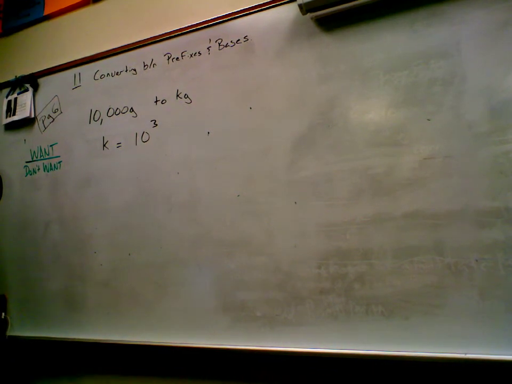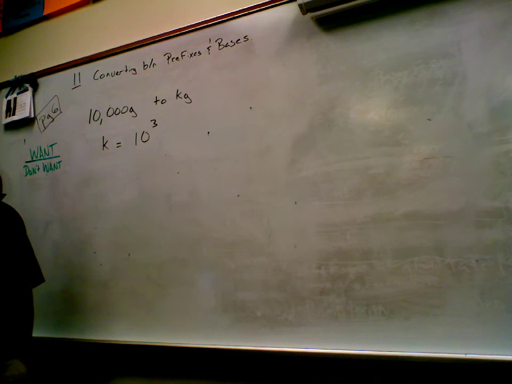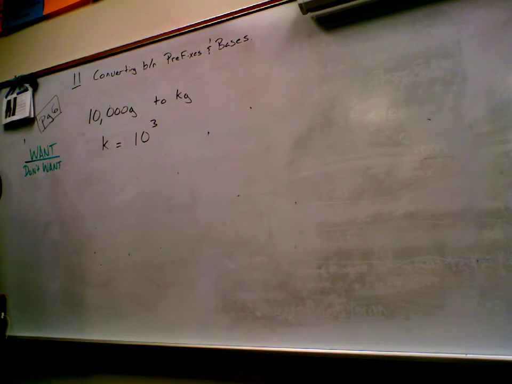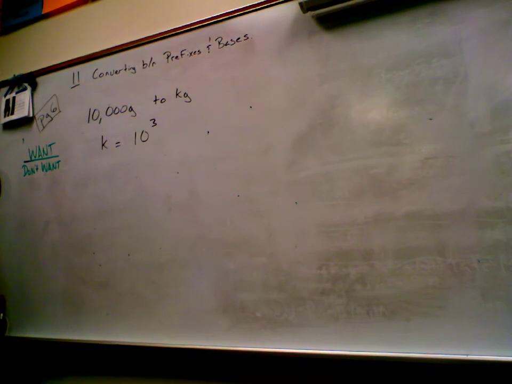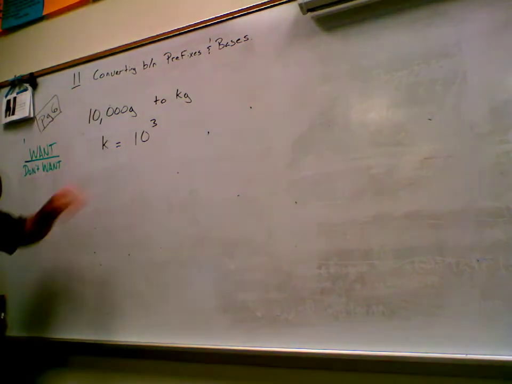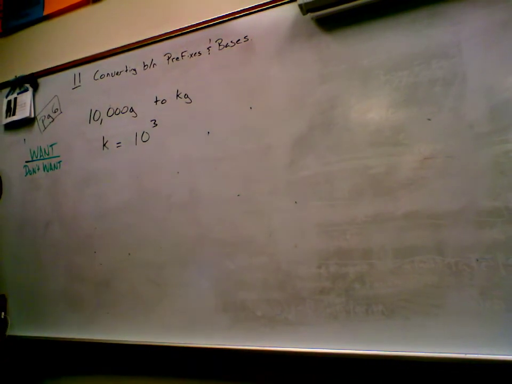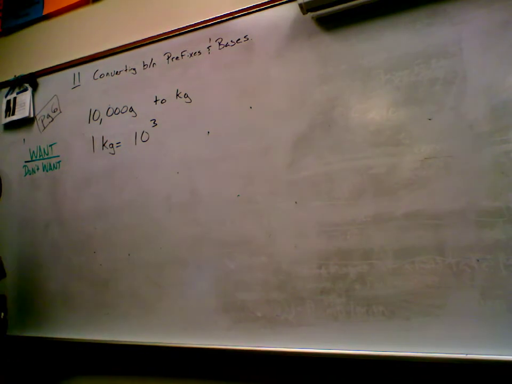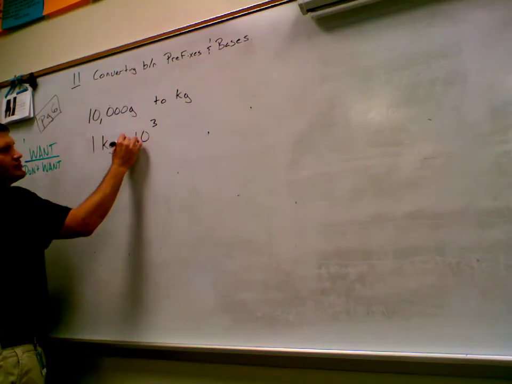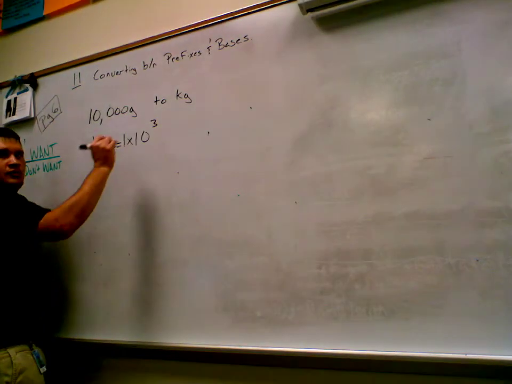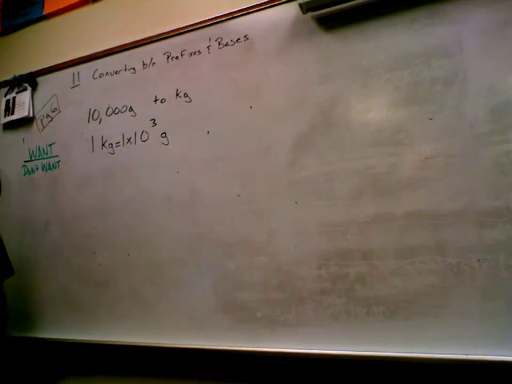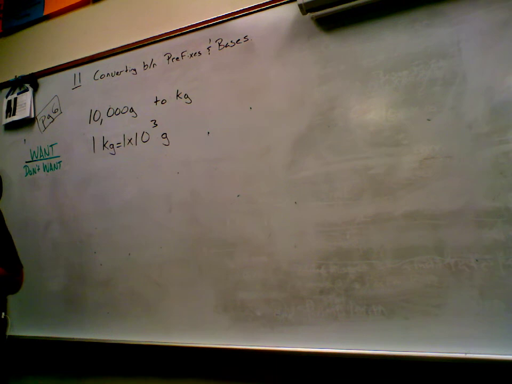For any units, kilo is 10 to the third. Kilometer, kiloliter, kilogram, kilocandela, kilovolt, kilowatts. Kilo means 10 to the third. It's an equality, isn't it? So that means 1 kilogram equals 1 times 10 to the third. Times 10 to the third what? Grams. Okay? 1 kilogram equals 1 times 10 to the third gram.